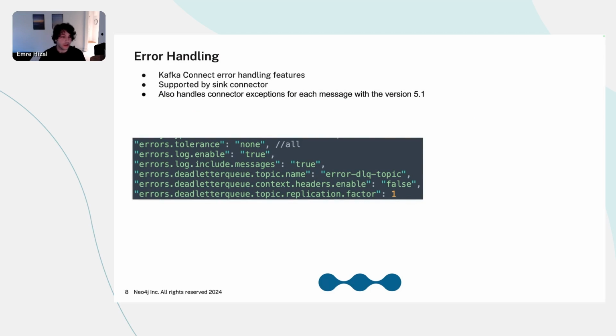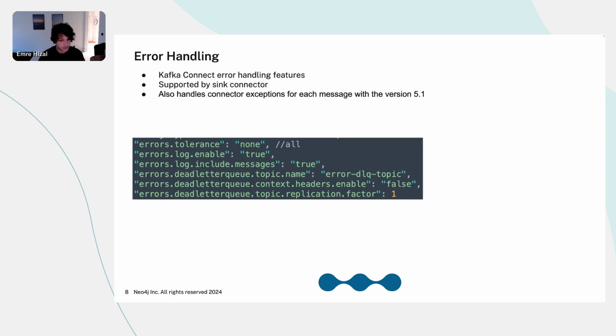So, error handling in Kafka Connector. We are using Kafka Connect's error handling features, and it's only supported by the sink connector. Also, with version 5.1, it's able to handle the connector's internal exceptions for each incoming message. I also put an example configuration here, and we have some important configuration properties.